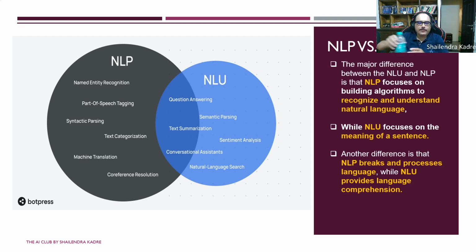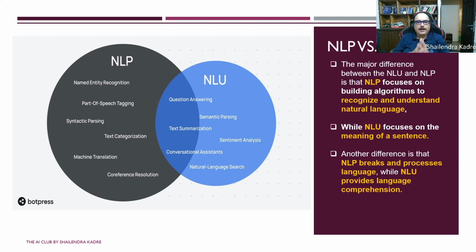Okay, so we proceed. There are two very umbrella terms of NLP, one is called natural language processing, and one is called natural language understanding. Natural language processing focuses on recognizing the natural language, and natural language understanding is a little more deeper. It focuses on the meaning of the sentence.